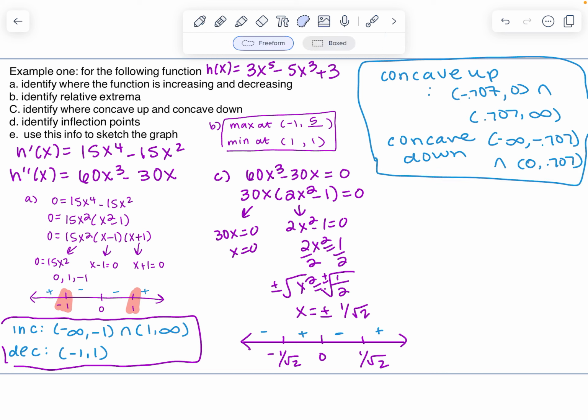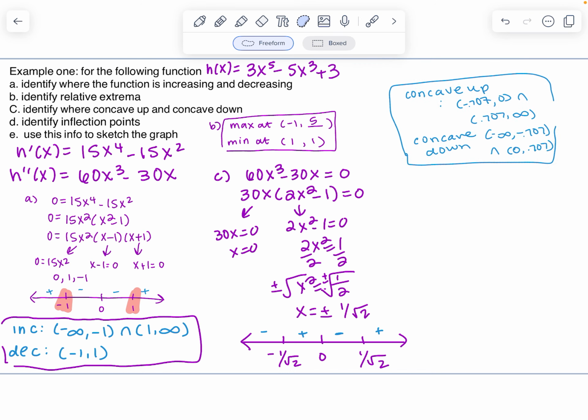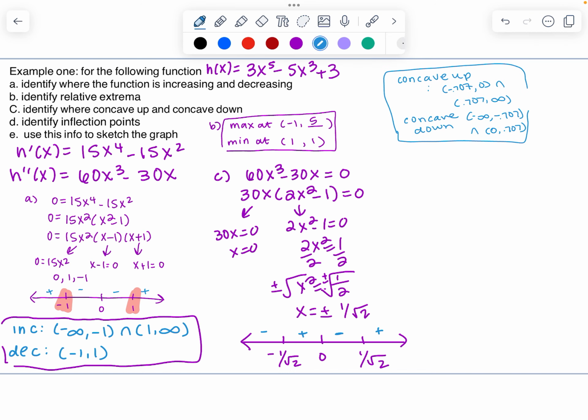And the last thing I need here is to figure out the inflection points. And again, I've already done most of the work here for that, but I'm just going to go on to D. So based on my line test, inflection points happen when the signs switch. So there's going to be an inflection point here, here, and here. And I just need to figure out their y values now. So I'm going to go ahead and convert these to decimals, just because they're going to be a little easier to work with at this point, and then I'm going to plug these back into the original function.